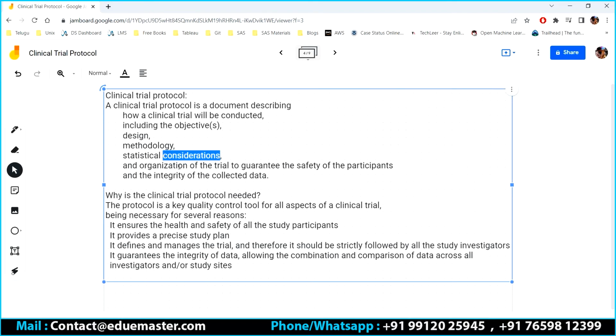Then, organization of the trial to guarantee the safety of the participants, because you are also giving the healthy participant to them, right? If you give the healthy participant to them, what is the level of guarantee that I'm getting that these patients will not fall sick? These patients are not going to be ceased. How can I give the safety consideration for these people?